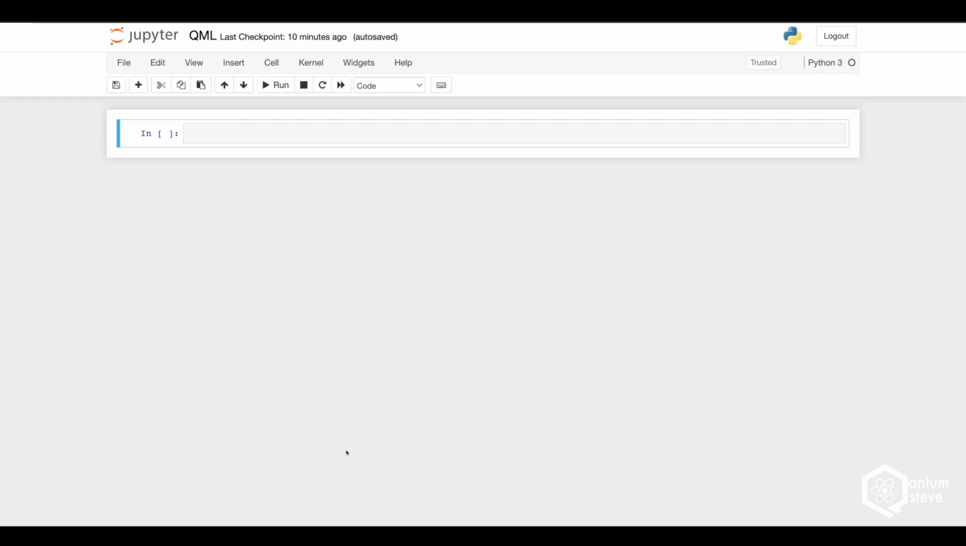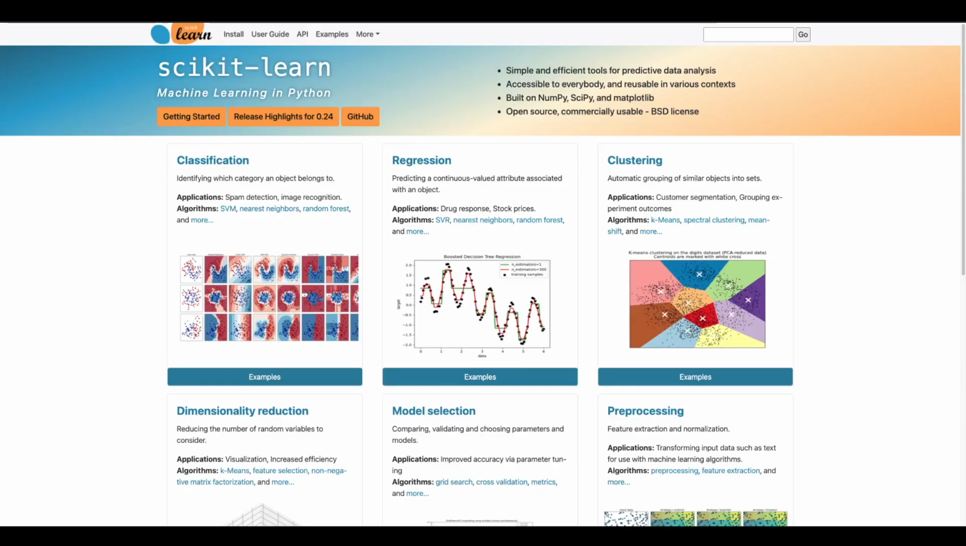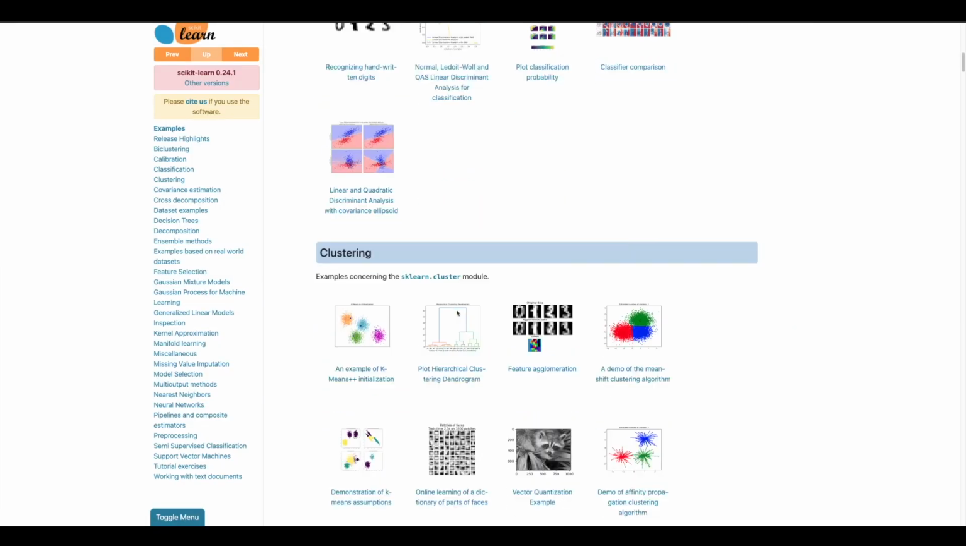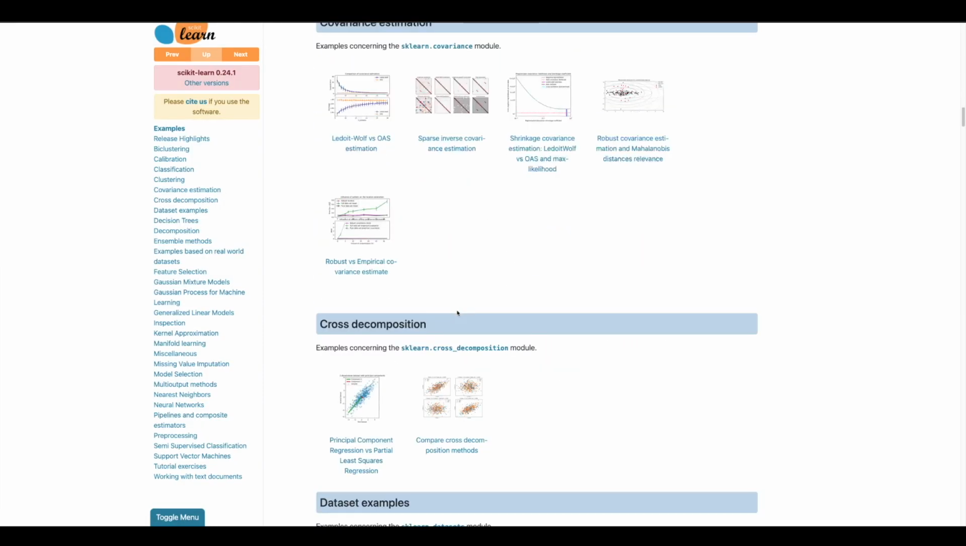Alright, so we're gonna be starting off our tutorial here in a Jupyter notebook. And so the first thing that we need is data. For machine learning, we need data. So I'm gonna head over here to scikit-learn, which is one of the most popular machine learning modules for Python. And I'm gonna click here on examples and let's see what data we can use today.